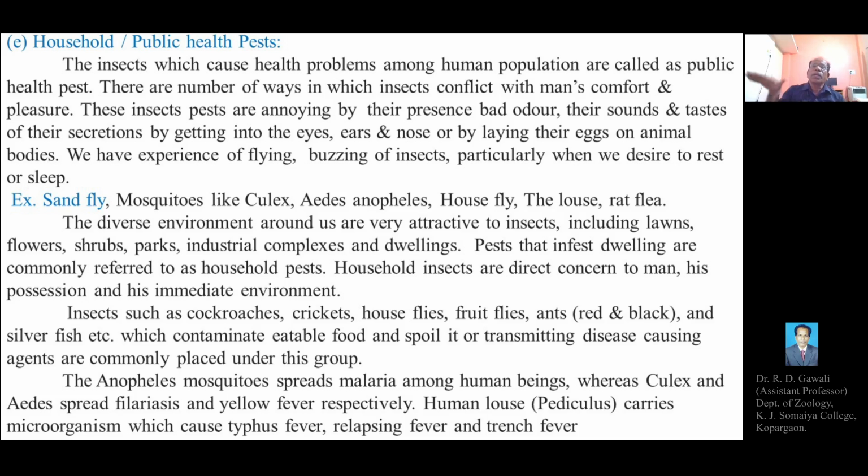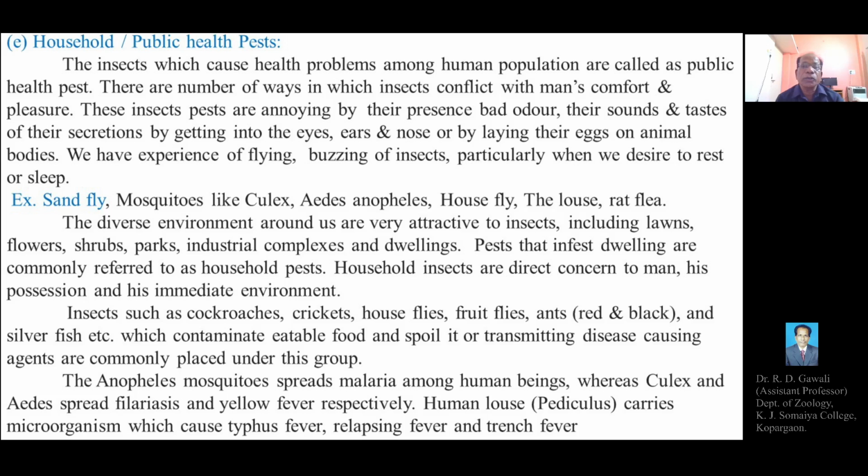So there are different types of insects which are present or arriving in the houses, such as cockroaches, crickets, houseflies, fruit flies, different types of ants, silverfish, which are of different categories, or pests of different categories, but conflicting with human comfort and causing loss to human beings. Even they transmit different disease-causing agents, and these are commonly placed under this group, that is the household pest or the public health pest.